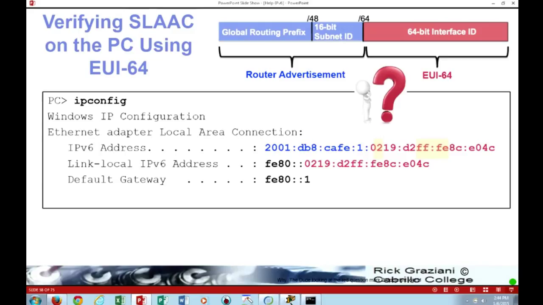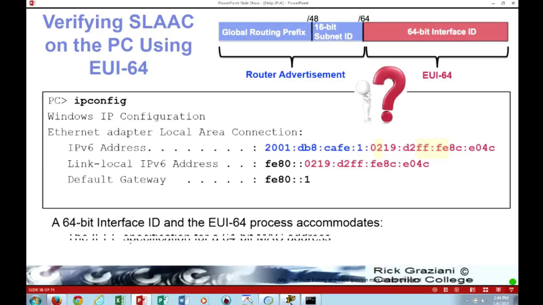Now, a couple of questions. One question might be, why didn't they just go with a 48-bit interface ID, since MAC addresses are 48 bits? Well, there are two reasons. First of all, things that are processed in 64-bit binary are processed more efficiently by the CPU. But more importantly, this is to accommodate the 64-bit MAC address spec. There's an IEEE spec for 64-bit MAC addresses.